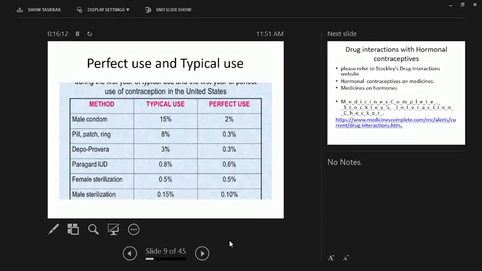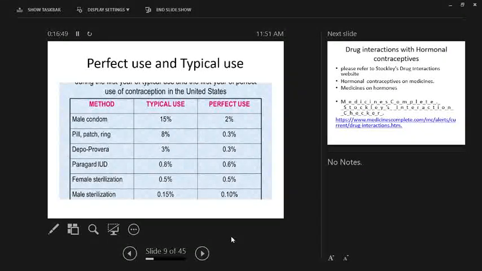The perfect use and typical use. And then we can divide contraceptives into two groups. Based on this, we divide contraceptives into one category that is user dependent, and the other category user independent. The user dependent category includes male condoms, pills, patches and rings. There is a wide gap between typical use and perfect use.